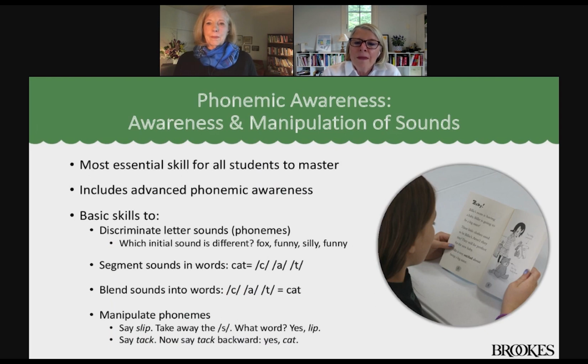Quickly, phonemic awareness we know is the most essential skill. All students must master it. For some kids, it's much easier than others. They just intuit rhymes and beginning sounds. But for our struggling readers especially, this is an area where we have to spend an enormous amount of time. Basic skills: kids need to learn to discriminate letter sounds and to segment. I'm going quickly because we're getting short on time, but these are examples of things you will learn as you read our text. Very explicitly, we talk about examples of phonological awareness and give many activities for practice of those skills. Next slide.